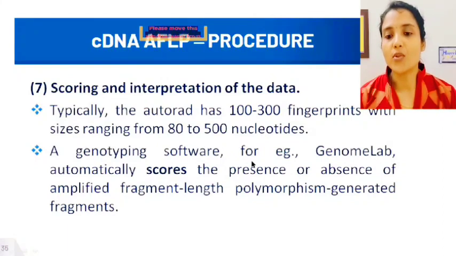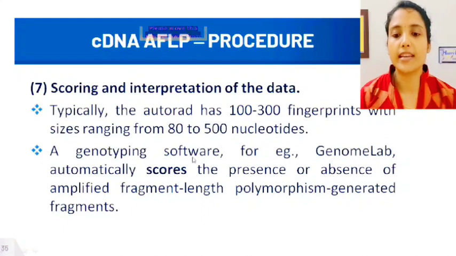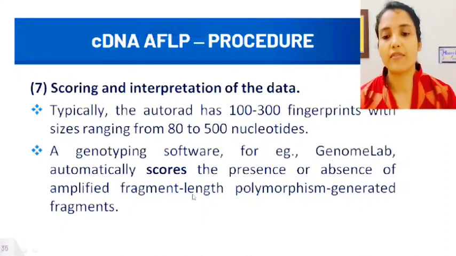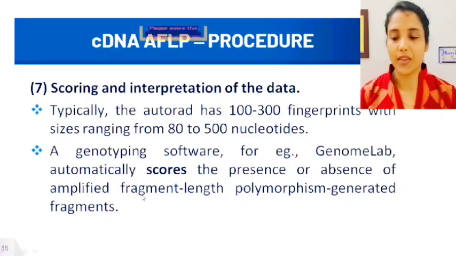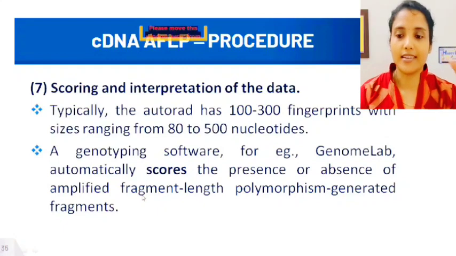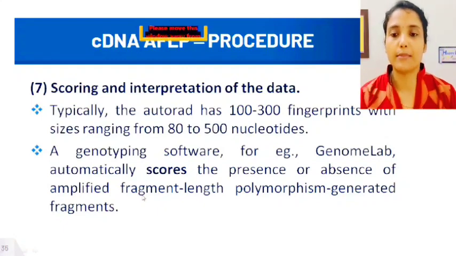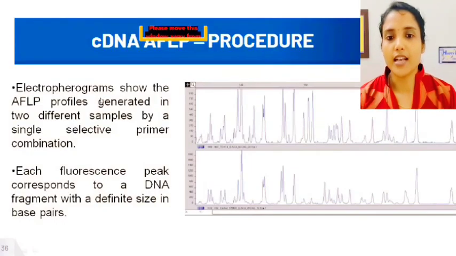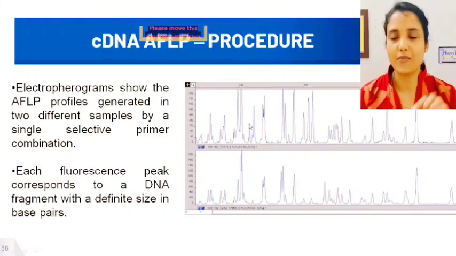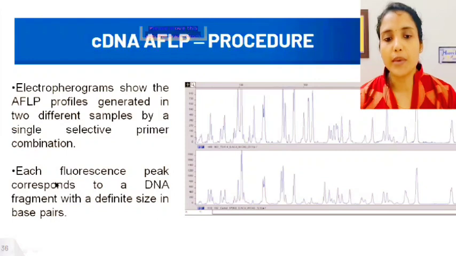A genotyping software, for example, Genome Lab, automatically scores the presence or absence of amplified fragment length polymorphism generated fragments. So the differences in fragments will be scored by any software, for example, Genome Lab. This is an example of that. These are called electropherograms, and they show the AFLP profiles generated in 2 different samples by a single selective primer combination. So there is only a single selective primer over here. Each fluorescence peak corresponds to a DNA fragment with a definite size in base pair.